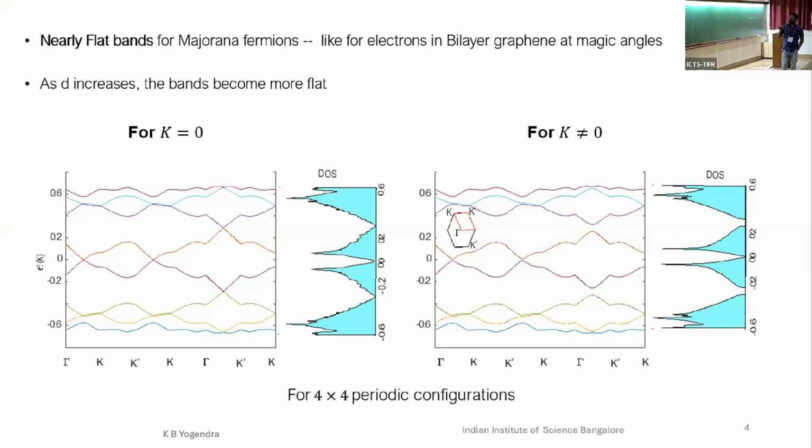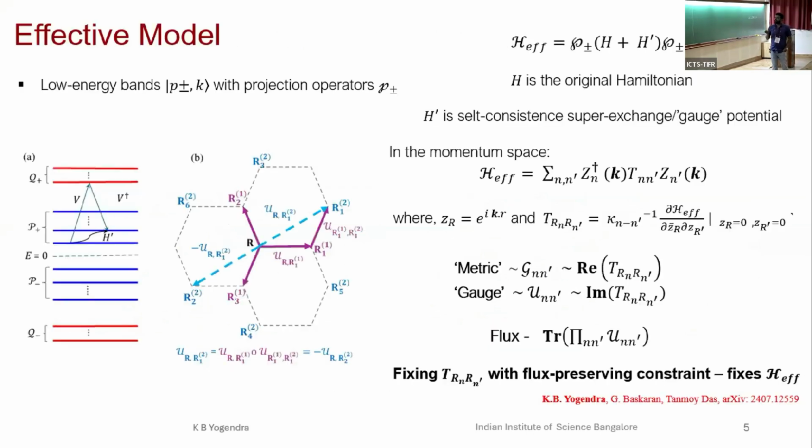As you can see, these bands are very nearly flat. By tuning k, you can tune the bandwidth and the gap between these low energy bands. By changing the distance between the fluxes also, one can tune this bandwidth, so you can make them flatter and flatter. Here my goal is to construct a low energy theory for these bands which are close to zero energy. The way to do it is a general procedure.